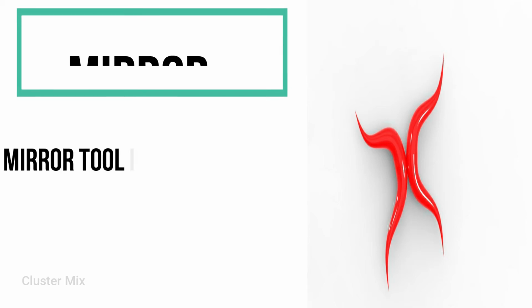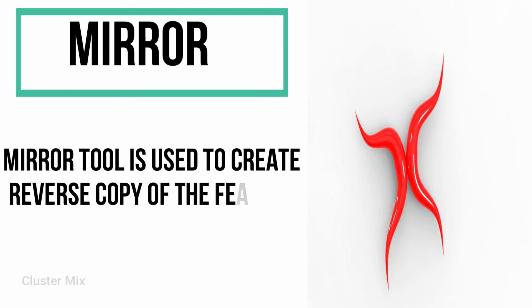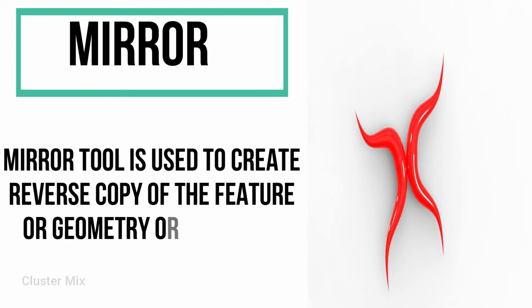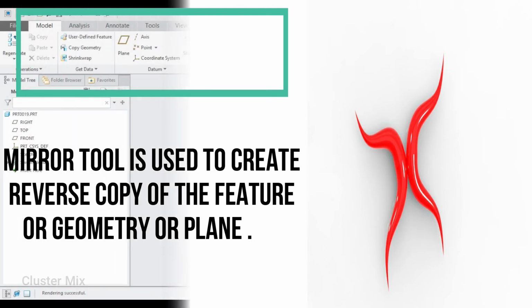Mirror tools are used to copy the feature and geometry about a planar surface. The mirrored copy can be independent or dependent, so it can update with the original feature or geometry. The mirror tool can copy geometry, surface, curves, patterns, and datum features about a mirror plane.